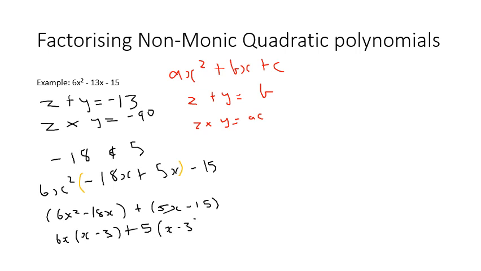And now we can see that we have two brackets of x minus 3. They are the same. So our answer will be x minus 3, which is one of those two brackets that are the same. And then we take our two terms that are outside of the bracket, our highest common factors. So we've got 6 and we've got 5. And because of this, our second bracket would be 6x plus 5. And that's how to factorize a non-monic quadratic polynomial. Thanks for watching.